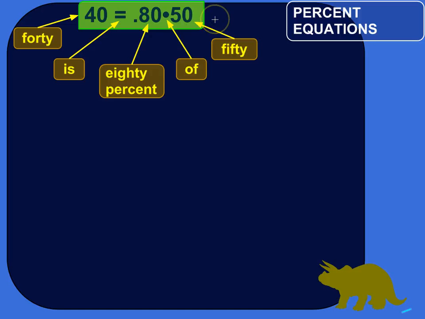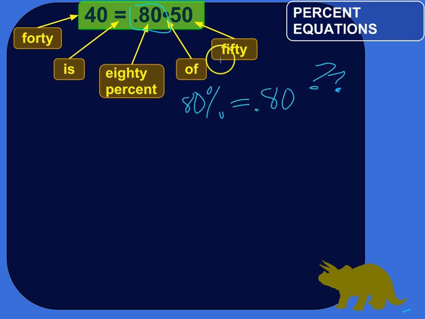All right, so here I have a percent equation, and what this is saying is 40 is 80% of 50. 40 equals 0.80 times 50. Why do I write 80% as 0.80? Well, it's because I'm using this in an equation.